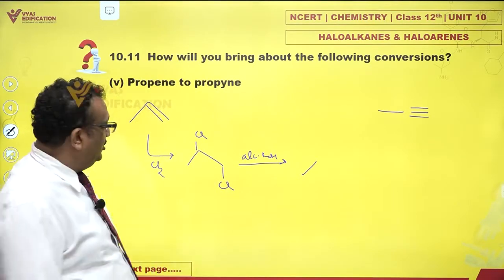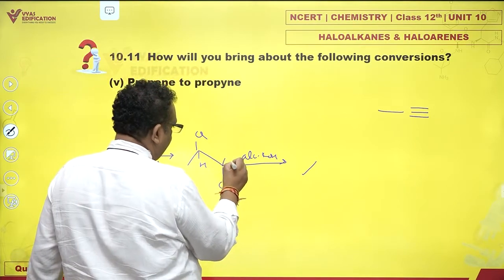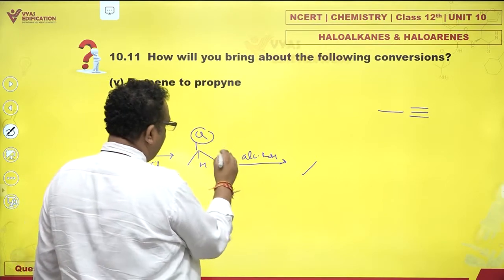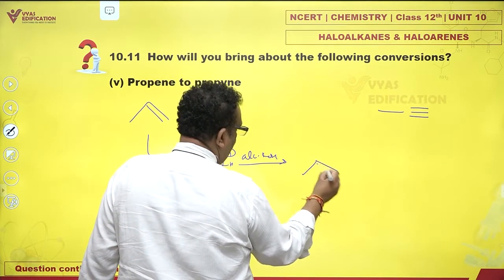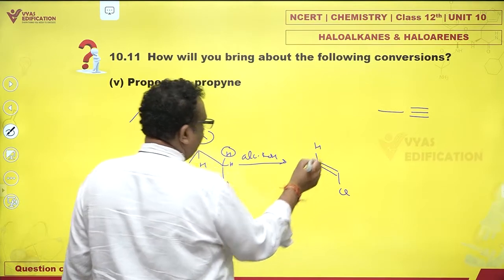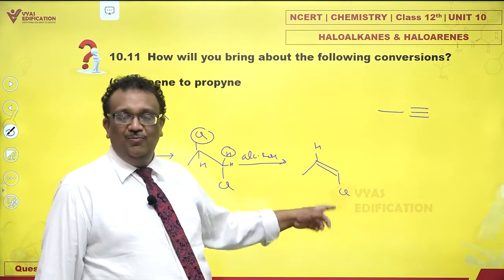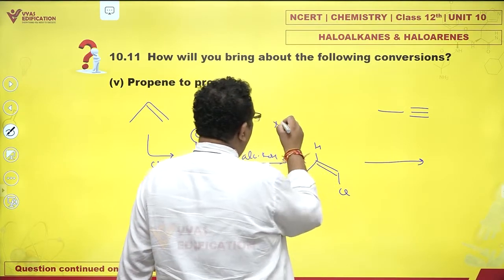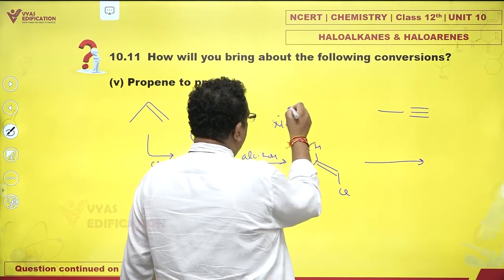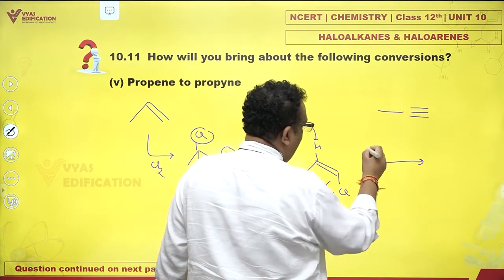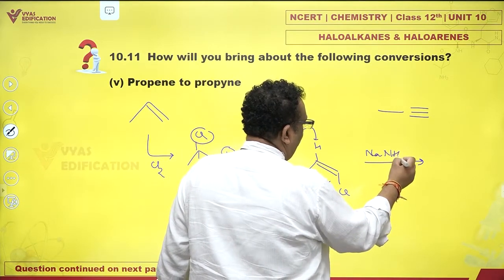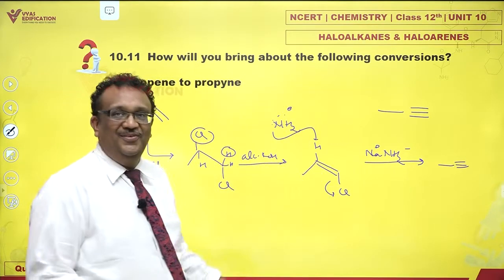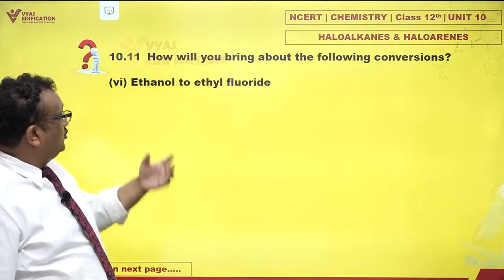You get dehydrohalogenation. H and Cl can be removed and you get this. All you need is to remove one more HCl. How do we do that? Add sodamide. Vinylic halides can be dehydrohalogenated using sodamide, NaNH2. Very powerful base. The end. That's it. Ethanol to ethyl fluoride.